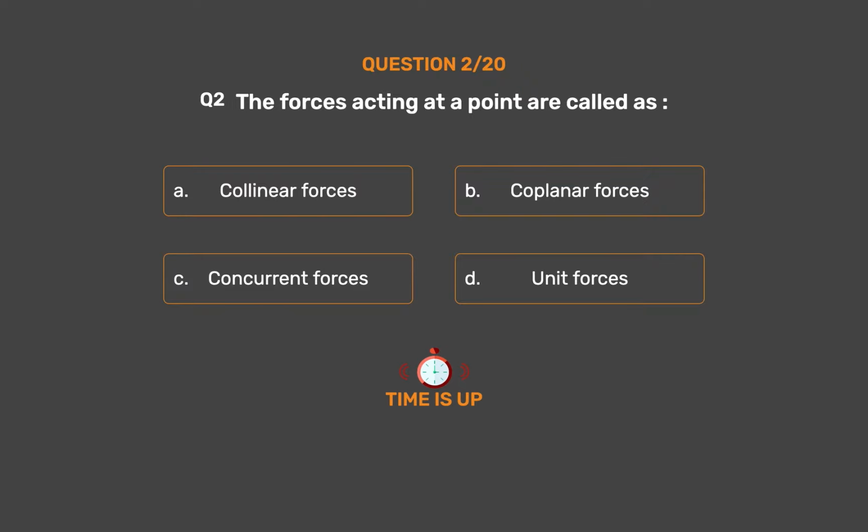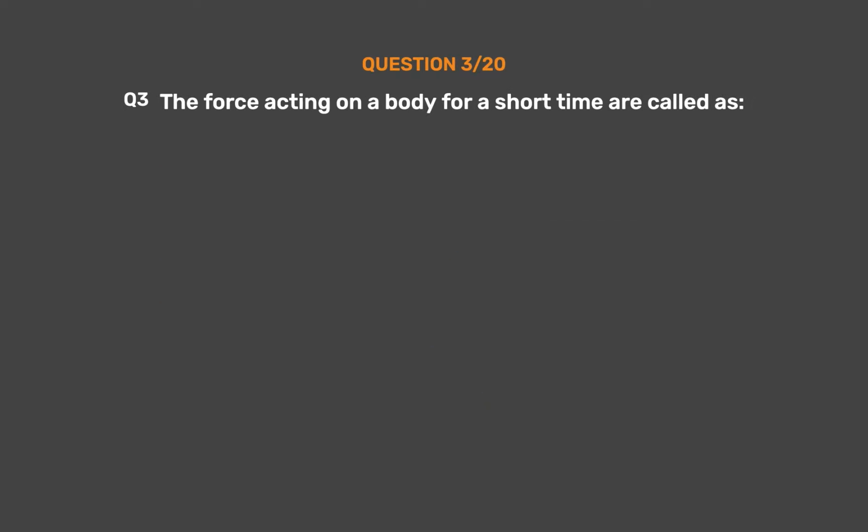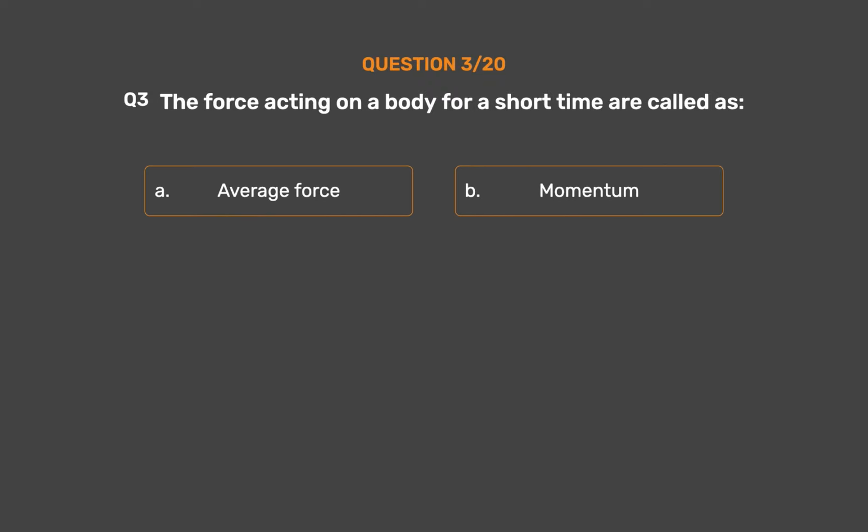The correct answer is Option C. Concurrent forces. Question number 3. The force acting on a body for a short time are called as Option A. Average force. Option B. Momentum. Option C. Impulse. Option D. Tension.